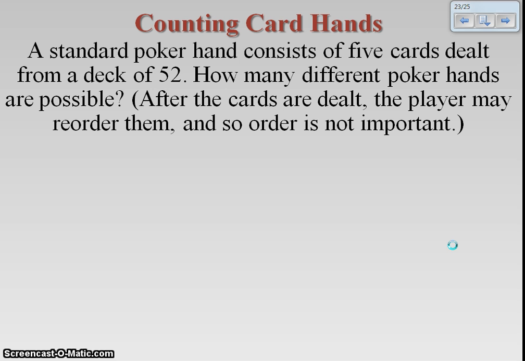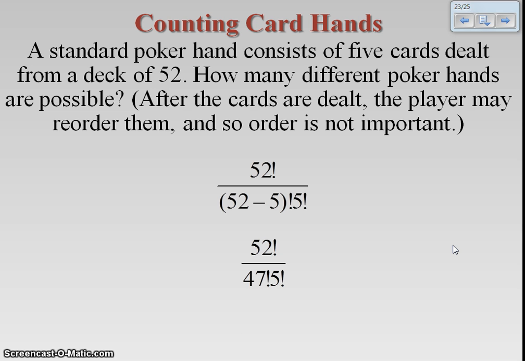Now, one of my favorite examples. Let's play cards. A standard poker hand consists of 5 cards dealt from a deck of 52. How many different poker hands are possible? After the cards are dealt, the player may reorder them, so order is not important. So you've got 52 cards. You are selecting 5 of the cards. So we're going to do 52 choose 5. So it's going to be 52 factorial over 47 factorial times 5 factorial.